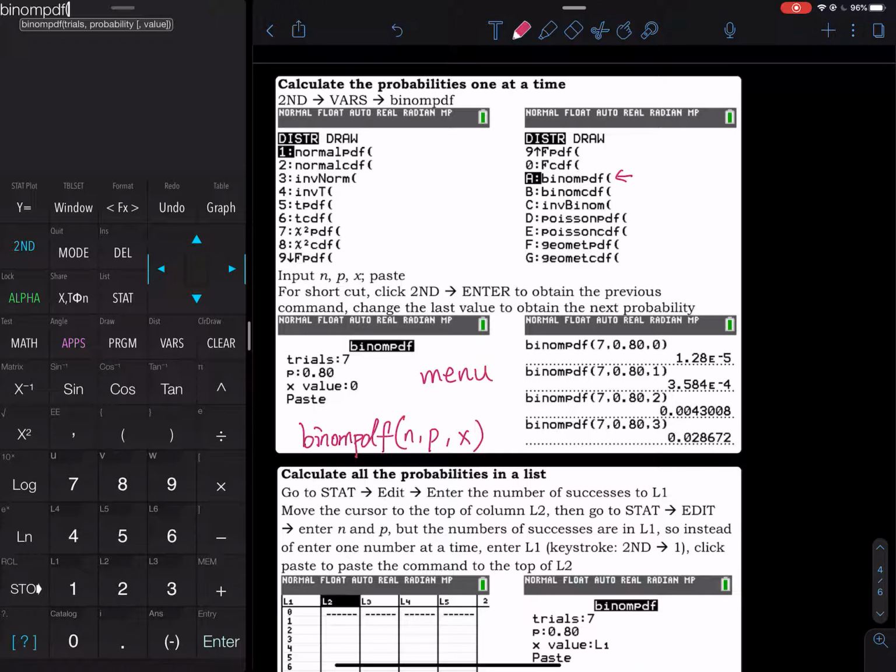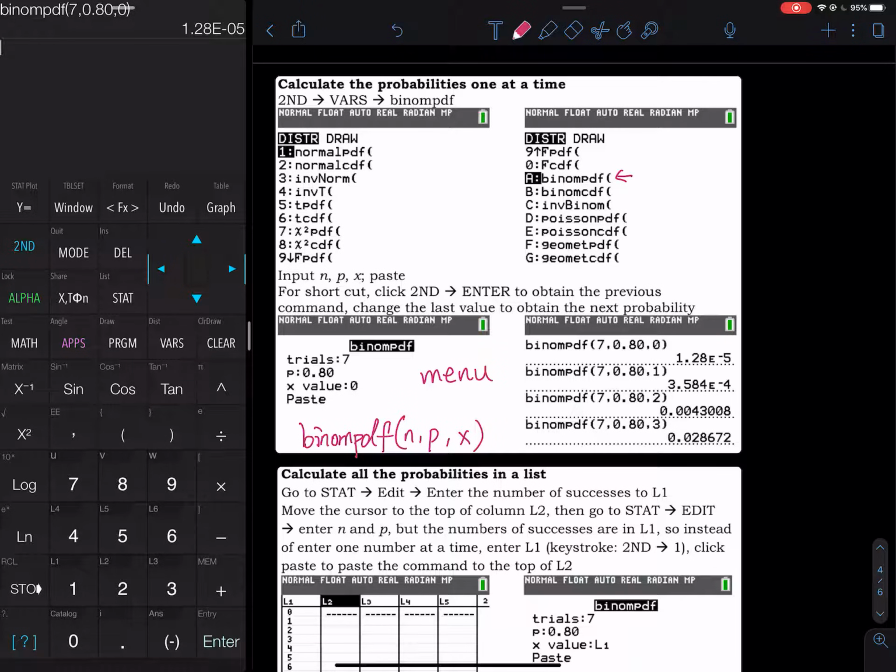Since this calculator is not a TI-84, I have to input that manually. 7 and then a comma. The comma is right next to the open parenthesis, and then 0.8. Typing the last 0 is optional. And then you have 0 successes, or one comma only, 0 successes. And then you press enter, and you get a probability.